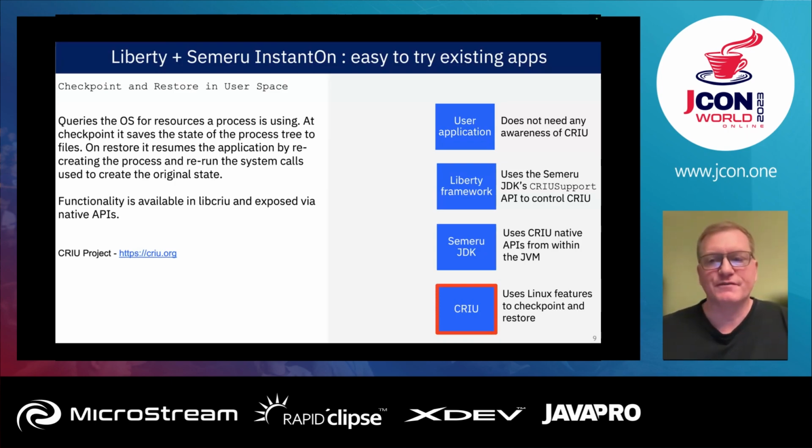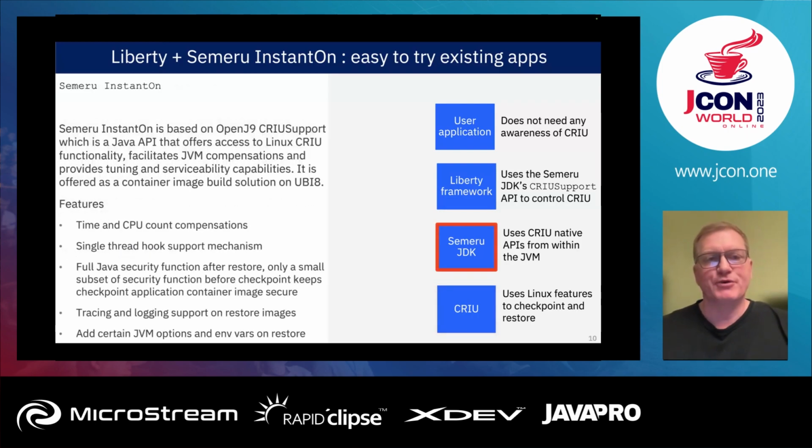It's a very low-level facility. There's lots of hard edges and hard corners that you can get in trouble with. So it's not really something that you would want to use directly from Java as a way of getting fast startup for your Java applications. And that's the purpose of some of the higher layers here. So the next layer up is the Semeru JDK. And so we've done work here to make the facilities of that native CRIU library available to Java applications to be able to use.